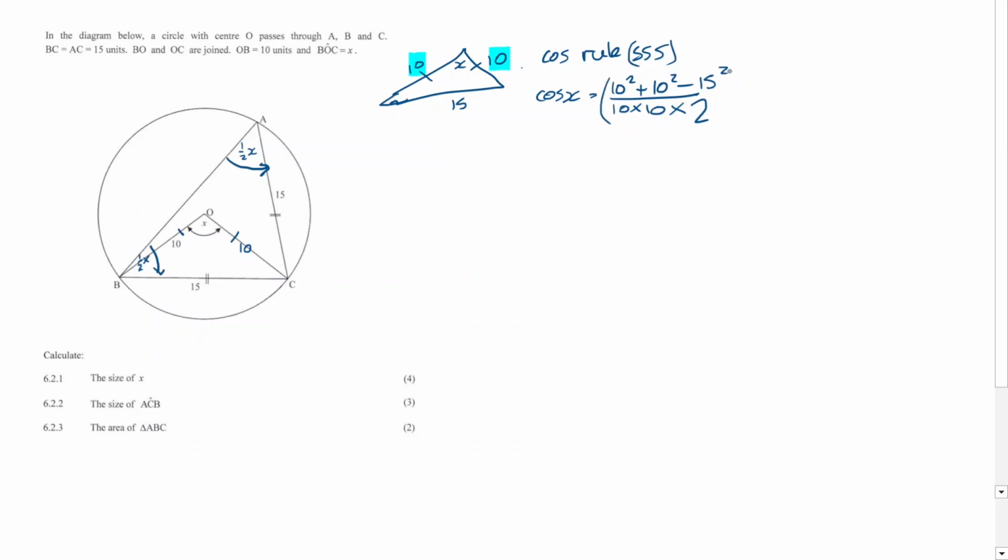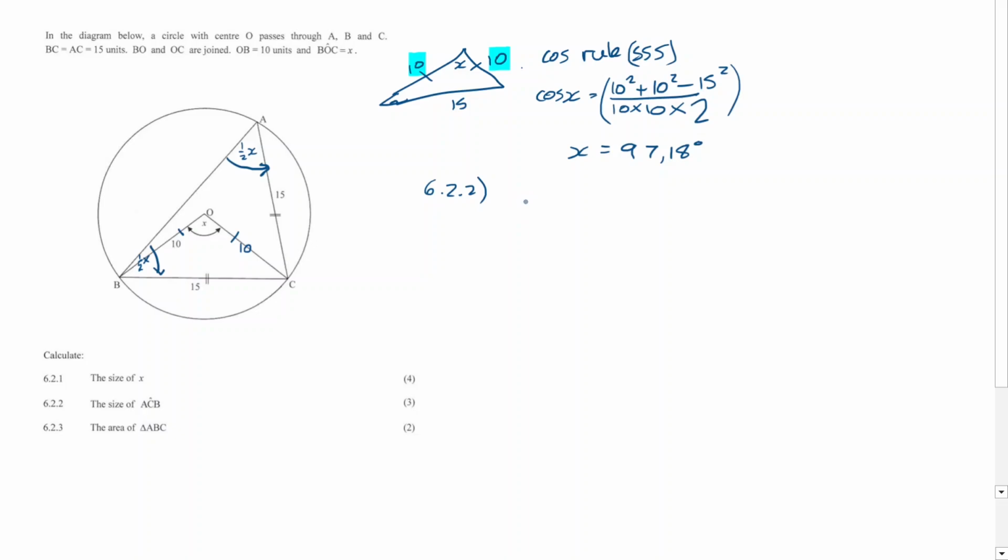Why do I do it like this? Because I can in one shot just go shift cos of this answer, and in one shot I get my answer of 97,18 degrees. 6.2.2, find the size of ACB. And so now that I know that x is 97,18, then the angle at the circumference will be half of that.